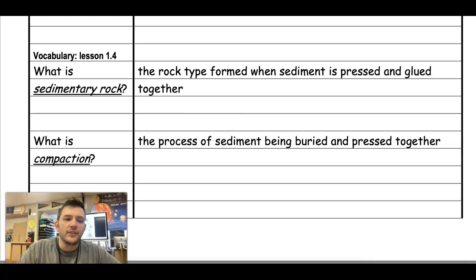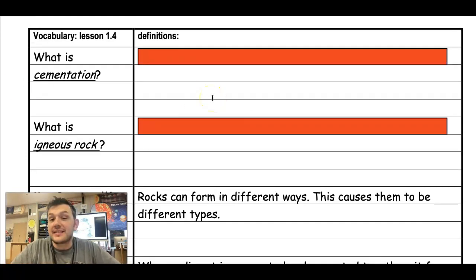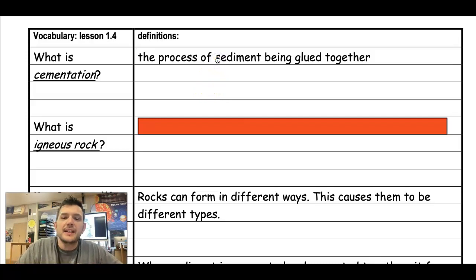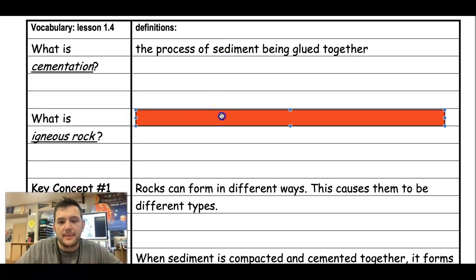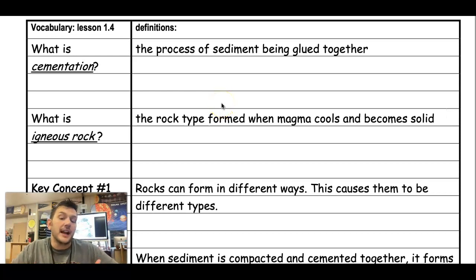Now turn your sheet over. We have two more words. What is cementation? You know what cement is, or cement in the parking lot. Well, cementation is the process of sediment being glued together. So that's where it stays together and it's sticky. Finally, we have what is igneous rock in this chapter. Igneous rock is the rock type formed when magma cools and becomes solid. So you see igneous rock a lot in Hawaii, but you'll see it other places. If you see the bubbles in it, typically it's a darker color like black, that would be igneous rock.